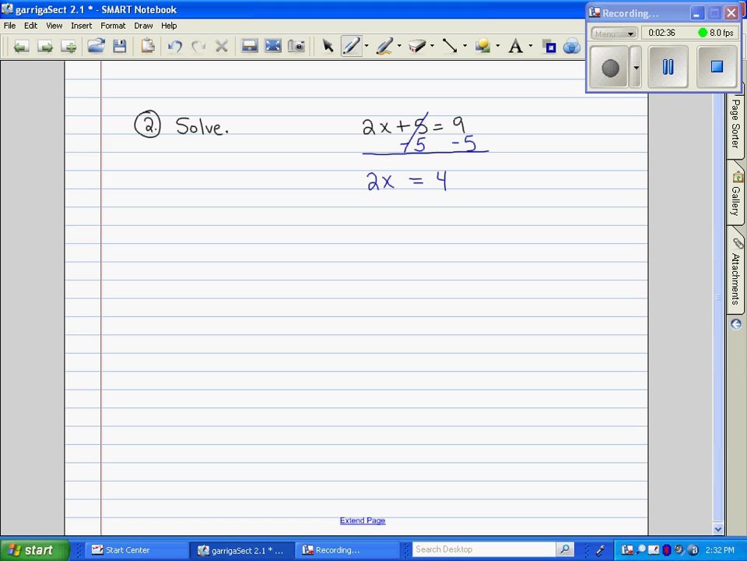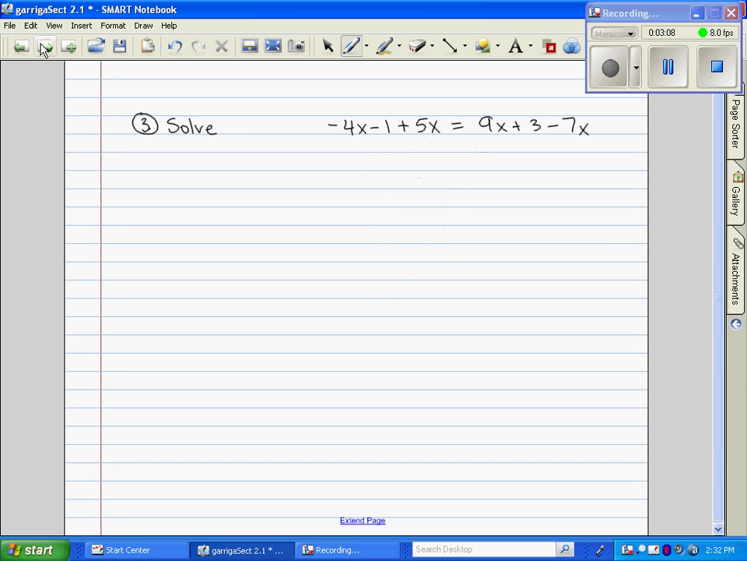Our next step is if there's a coefficient in front of the variable, we're going to divide both sides by that. So if they multiply by 2, we're going to do the inverse and divide both sides by 2. Remember, our goal is to get the variable by itself. So now we're left with x equals 2. This is our solution. It can also be written in braces as well.